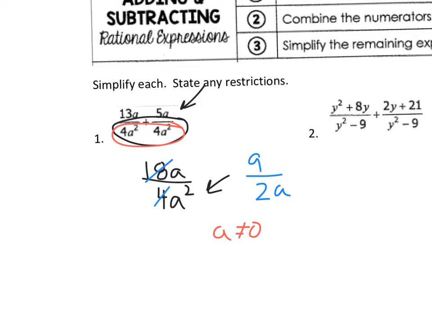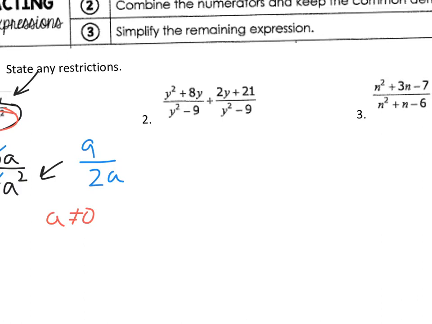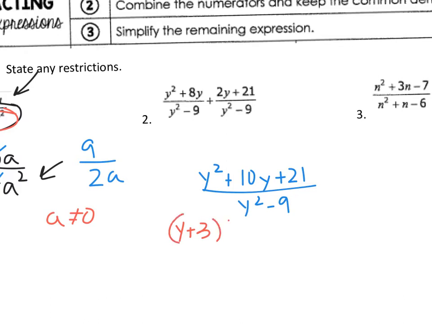Okay, so if it's already factored out, you just have to add or subtract the numerators. So this problem is going to be y squared plus 10y plus 21 over y squared minus 9. So once I have this added, what I want to do is actually factor out the numerator and the denominator, because I can cancel out a common factor.